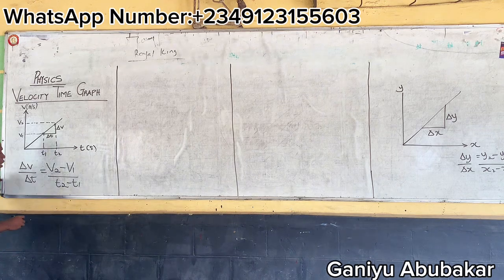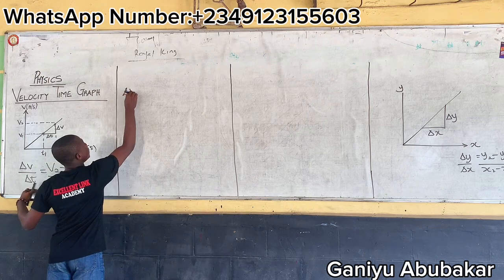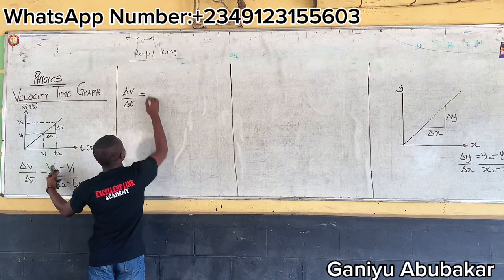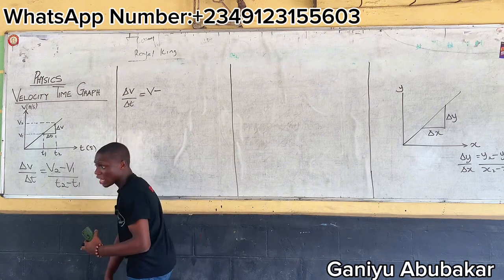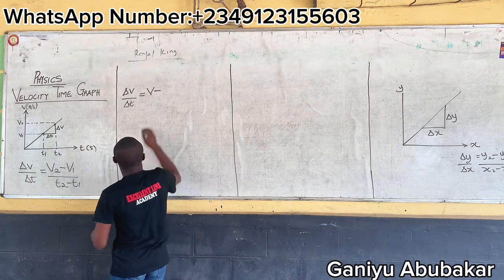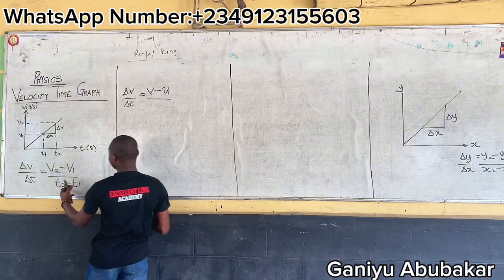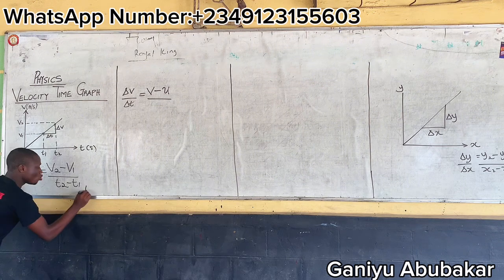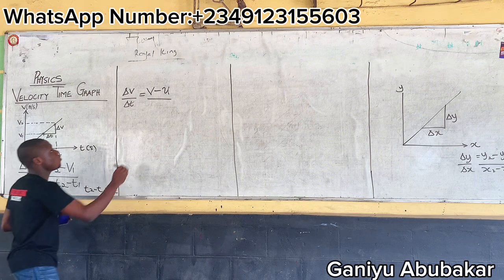So what do we observe? Change in v over change in t will be equal to V2, seen as your final v, minus V1, the initial u, over T2 minus T1. At the time, these are the same thing, so T2 minus T1 represents just T.